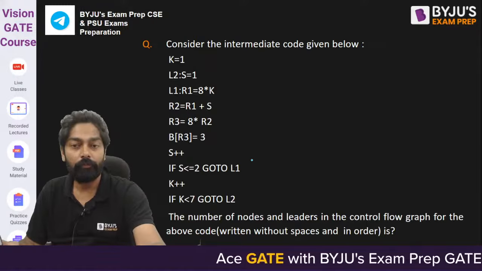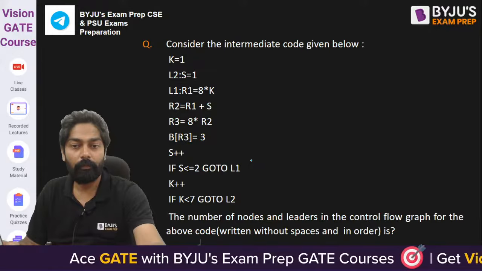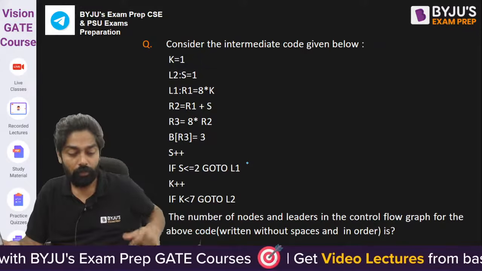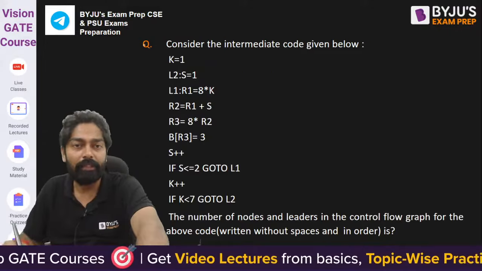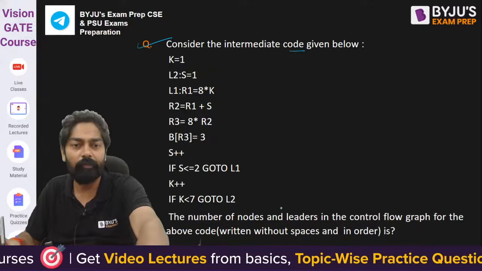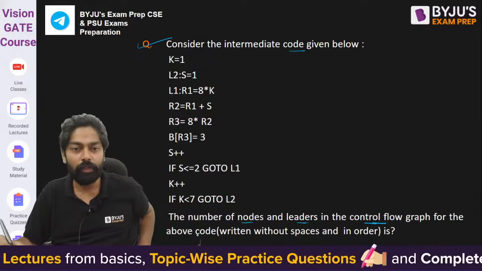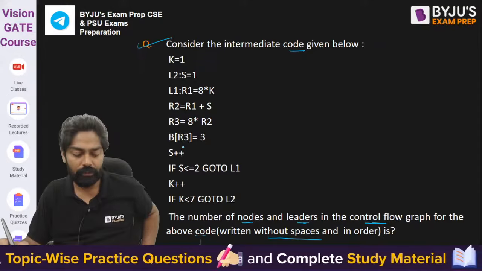Okay, you can try this one. Consider the intermediate code given below. The number of nodes and leaders in the control flow graph for the above code, written without spaces and in order. Fine. Can you please tell me what is the answer?